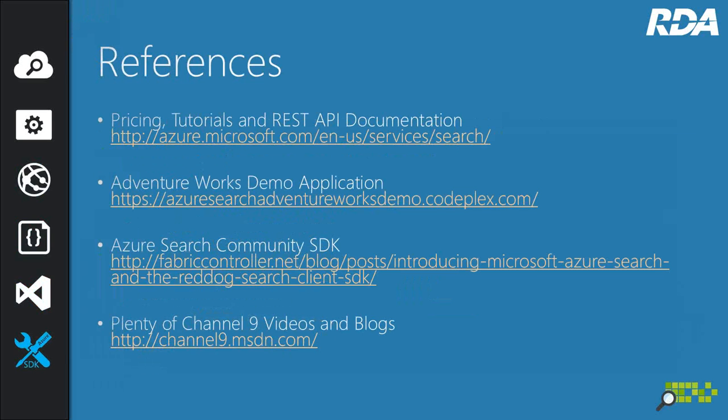Right now, there is no SDK to call into. There's no Microsoft-released SDK to call into their search service. That is in the works, and that will be available soon. But until then, there is a community SDK released by Red Dog that allows you to wrap around the REST API, so you don't have to call the REST endpoints directly. You can use this SDK that will call into the REST endpoints. And then if you want to know more about this, there are plenty of Channel 9 videos and blogs available that go into a little bit more detail about Azure Search.